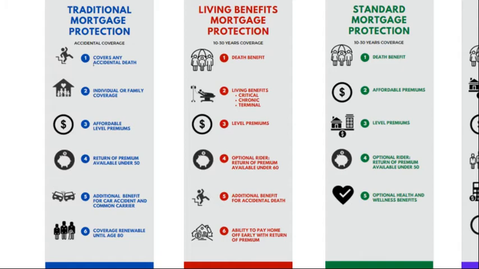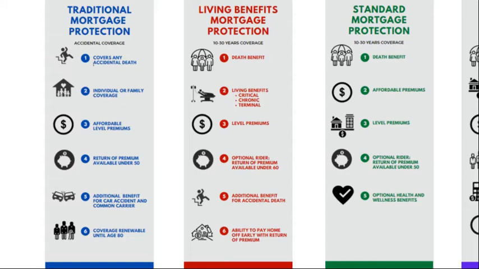Now, living benefits mortgage protection. This is 10 to 30 years of coverage. Again, death benefit. This has living benefits. Now, depending upon what state you live in, there's critical, chronic, terminal illness. These have level premiums. Again, they never go up. There's optional riders for return of premium, which is available for under 60. Gives you the option to get all of your money back or give clients the ability to pay off their home early with return of premium. You're going to have additional benefit for accidental death as well.